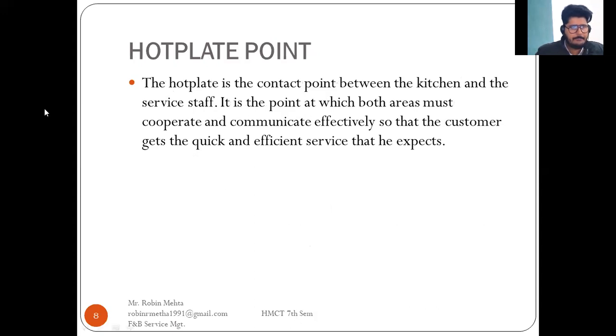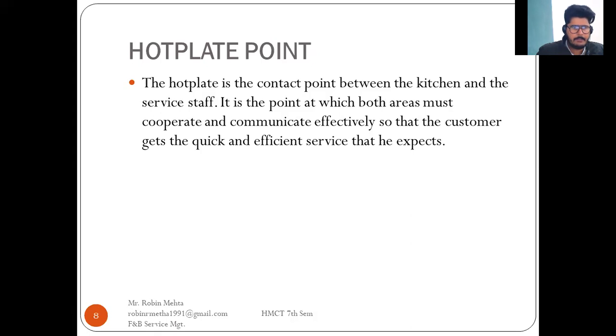Next is your hot plate. The hot plate is the contact point between the kitchen and the service staff, which I already told you. It's situated in the pantry, from where the service staff give the KOT to the kitchen staff. They start preparing the order, and in the meanwhile, whatever time is left in between, we prepare our crockery or whatever things are needed to serve that particular dish and put it onto the hot plate. Then the kitchen staff put that dish into your silverware, or your soup bowl, or whatever we are serving to the guest, and then again they put it onto the hot plate.